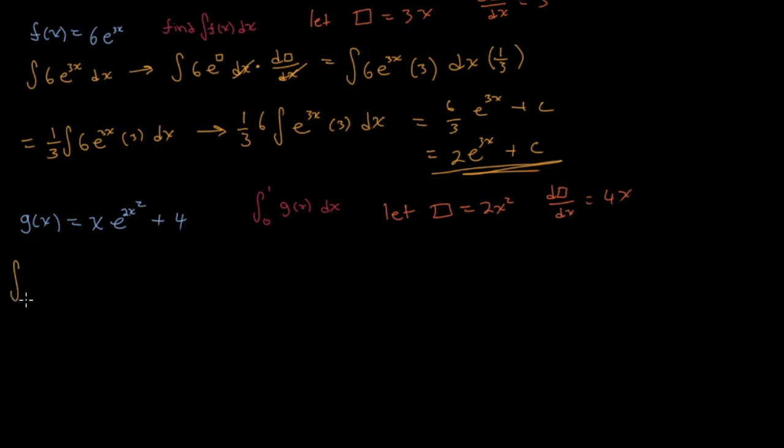So the integral from 0 to 1 of x times e to the 2x squared plus 4 dx, okay, we're integrating with respect to x, is equal to x times e to the 2x squared plus the integral, and we're going to put dx here, of 4 dx, and this is going to also be from 0 to 1. So now we can go ahead and start simplifying this.